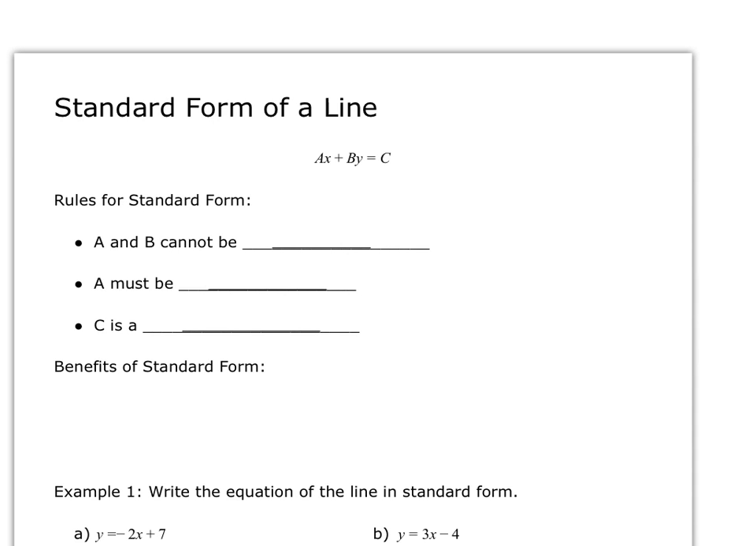So, today we're going to be talking about the standard form of a line. The equation for standard form is this here: ax plus by equals c. And we're going to talk about some rules for a, b, and c to begin with. So standard form looks like ax plus by equals c.